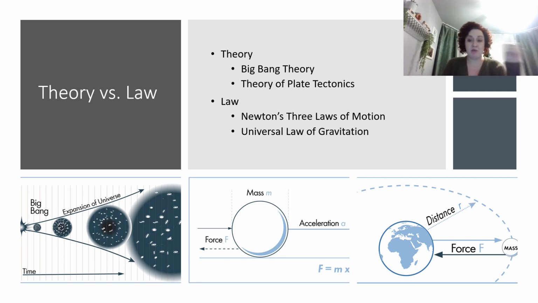So that is the difference between a theory and a law, and it's really important to understand those differences before we move further, because obviously we're talking about the theory of plate tectonics, so it's not something that we're able to 100% prove, but we have enough reliable information to be like, yep, this is relatively how it should have happened.